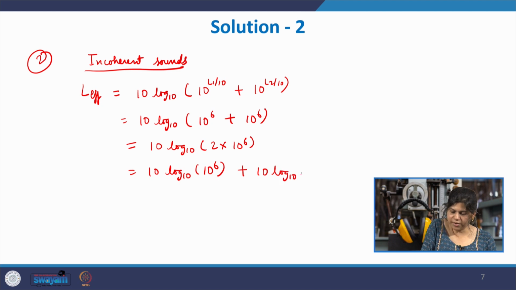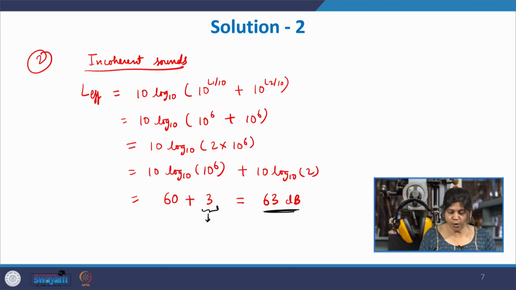So, you use the logarithmic property to separate the two factors. This by definition becomes 60, and this, if you calculate, comes out to be 3. So, you get a total of 63 decibels, which is smaller than 65.33 decibels. Here, if suppose the sources are incoherent, then that is the net addition if they are equal in nature. So, let us give one conclusion here.